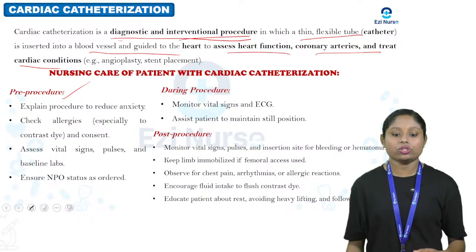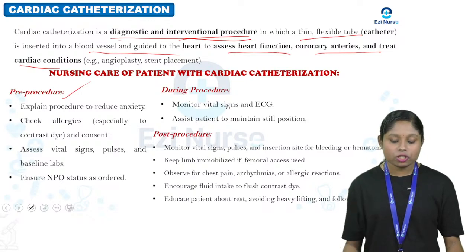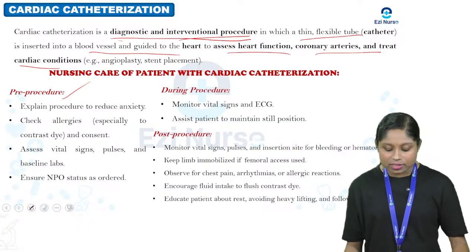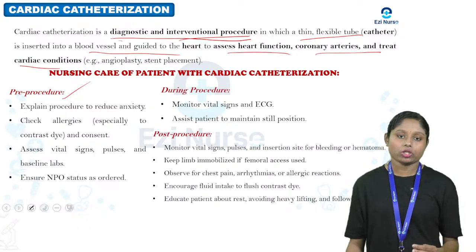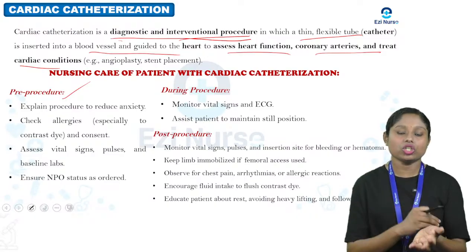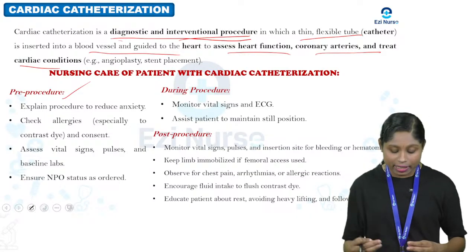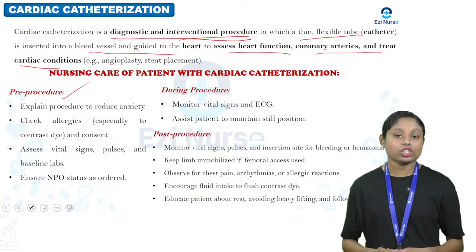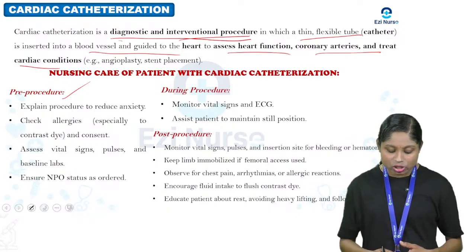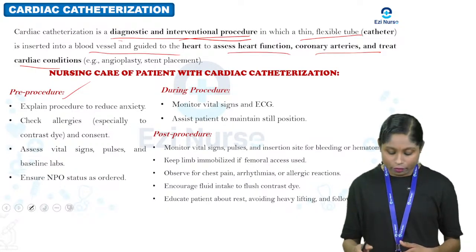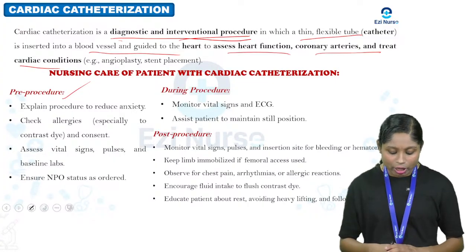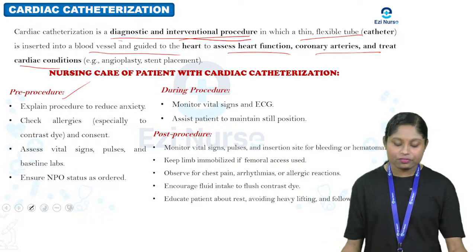Coming to during the procedure, what we need to do? Monitor vital signs and ECG. Assist the patient to maintain a still position. Post-procedure includes monitoring vital signs, pulses and the insertion site for bleeding or hematoma. So we need to see whether any hematoma or bleeding is present at the site. Keep the limb immobilized if femoral access is used. Observe for chest pain, arrhythmias or allergic reaction. Encourage fluid intake to flush the contrast dye. Encourage the patient to rest, avoid heavy lifting and attend follow-up care.